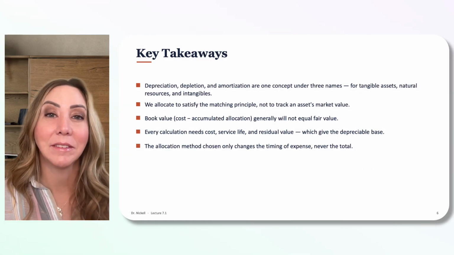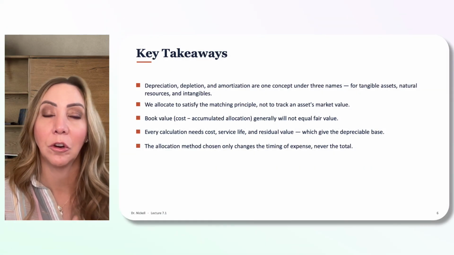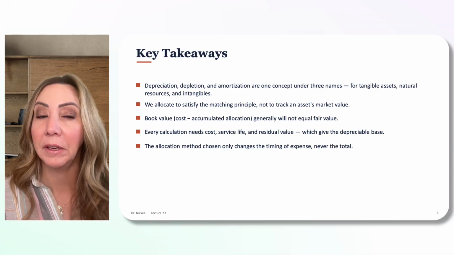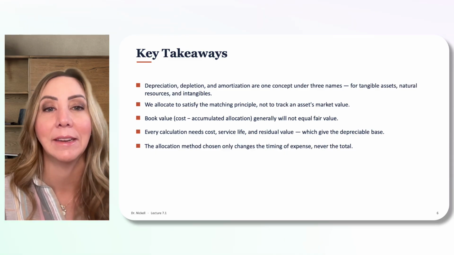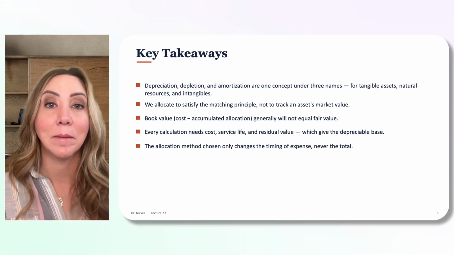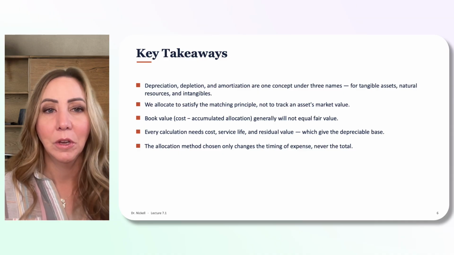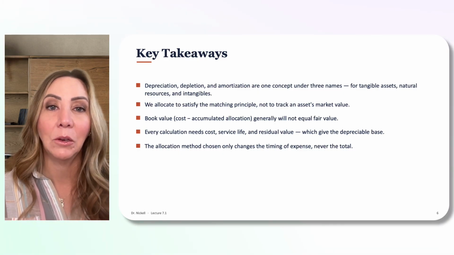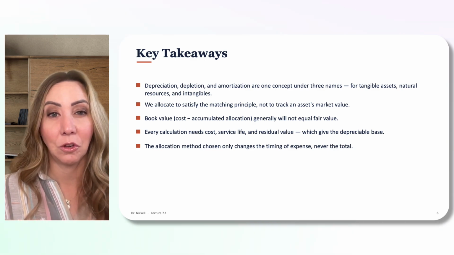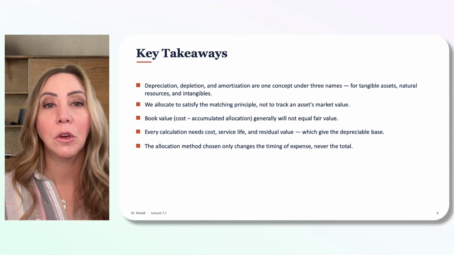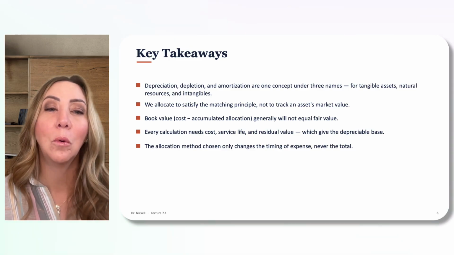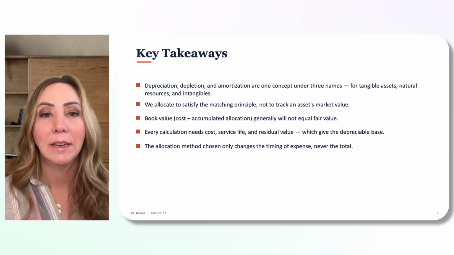So to summarize before we get into the mechanics, depreciation, depletion, and amortization are one concept, allocating an asset's cost over the periods that it benefits, under three names, for tangible assets, natural resources, and intangibles. We allocate to satisfy the matching principle, not to track market value. Book value is cost minus accumulated allocation, and it usually does not equal fair value. Every calculation needs cost, service life, and residual value, which together give us the depreciable base. And whichever method we choose changes only the timing of the expense, never the total. In the next lecture, we're going to put it all together with the actual depreciation methods.